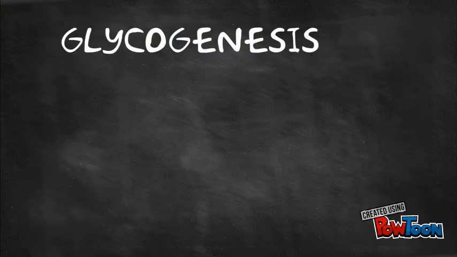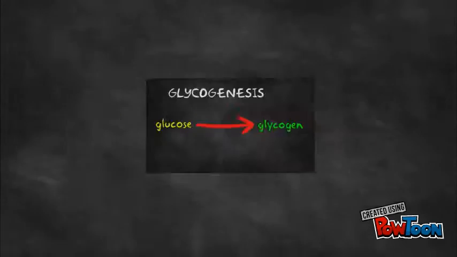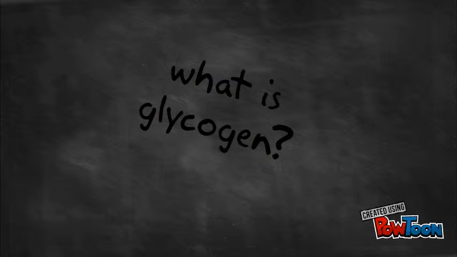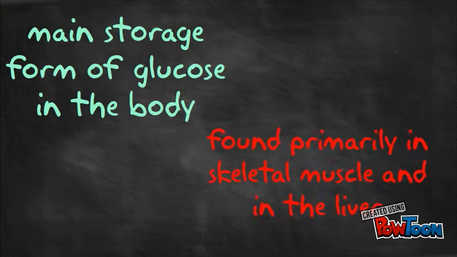Glycogenesis is the process that turns glucose into glycogen. But first, what is glycogen? Glycogen is the main storage form of glucose in the body, found primarily in skeletal muscle and the liver.